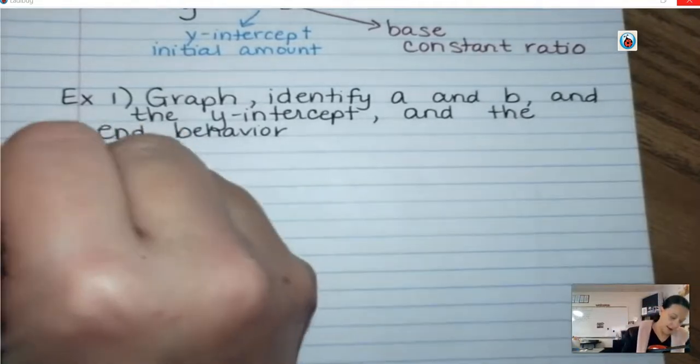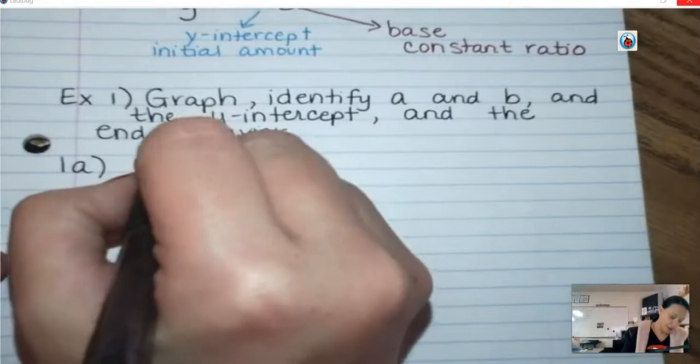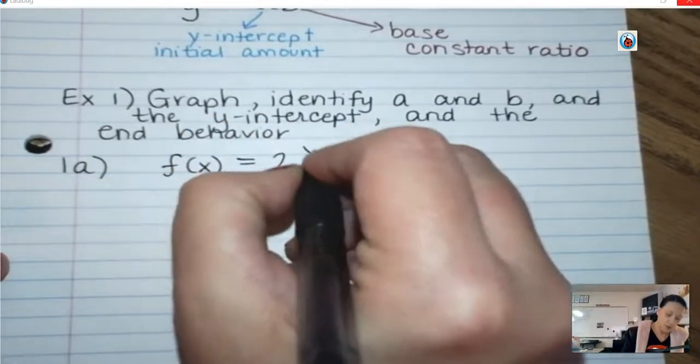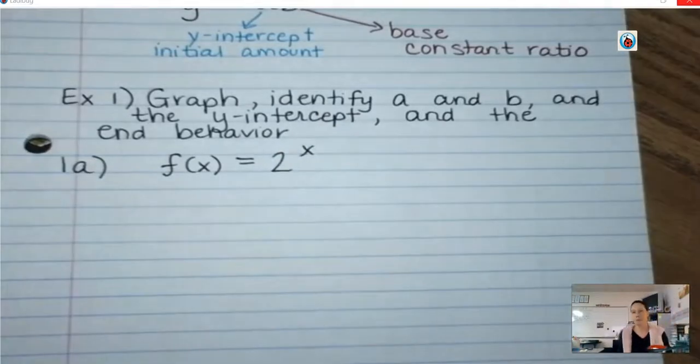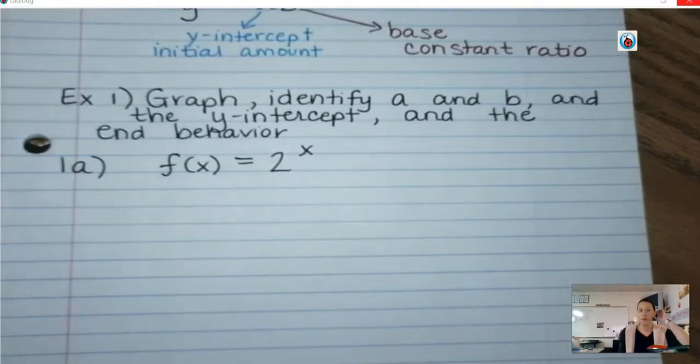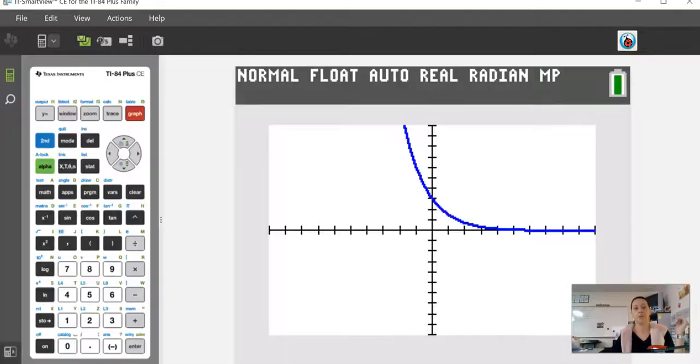Okay, for 1a, the equation is f of x equals 2 to the x power. Okay, first we're going to graph this. We're not going to graph it with graph paper. You can, obviously. We're going to use either Desmos or your graphing calculator. So pull one of those two things out. I'm going to use graphing calculator.